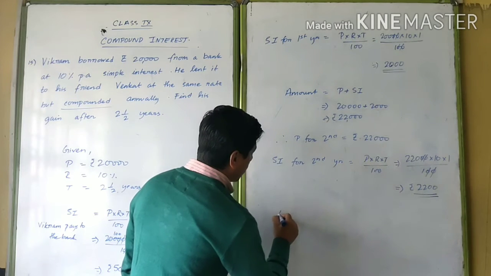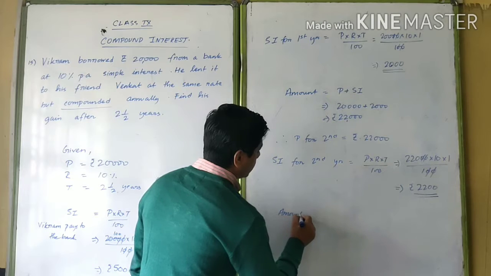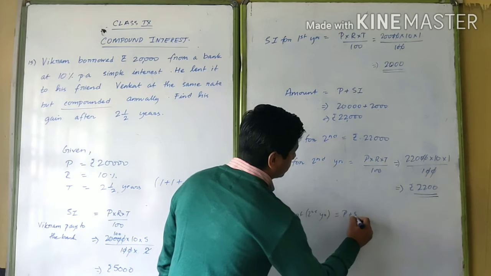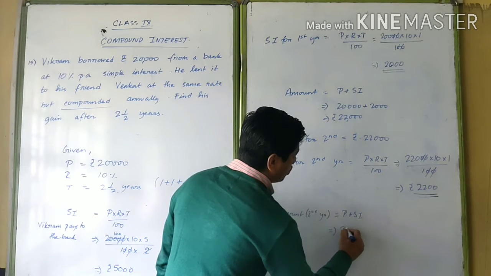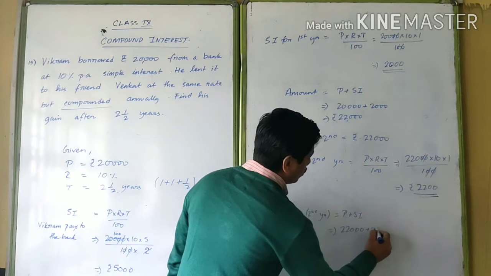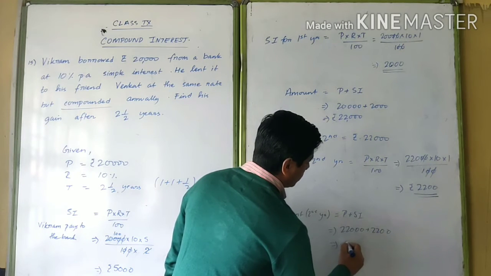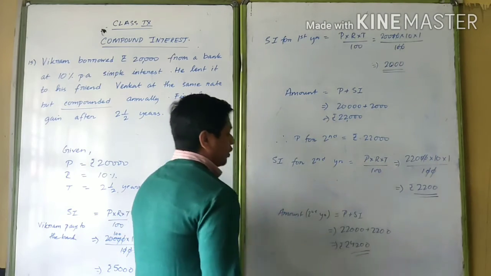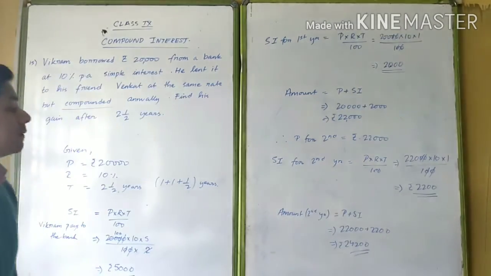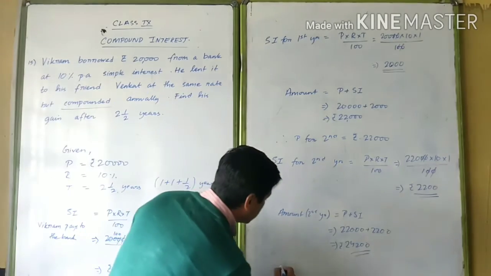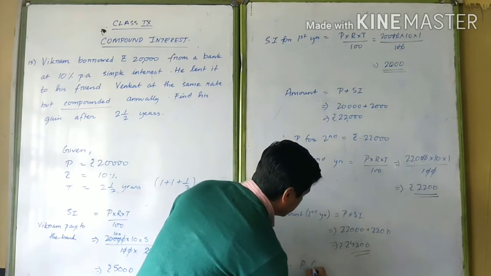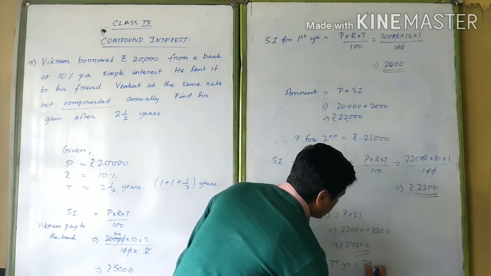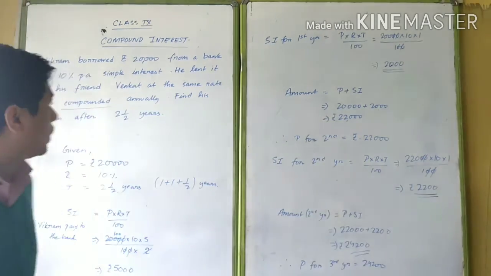Again we will find the amount for the second year. P plus SI: my P is 22,000 plus 2,200. So this gives me 24,200. Now this 24,200 becomes my principal for the third year. Therefore P for the third year equals 24,200.